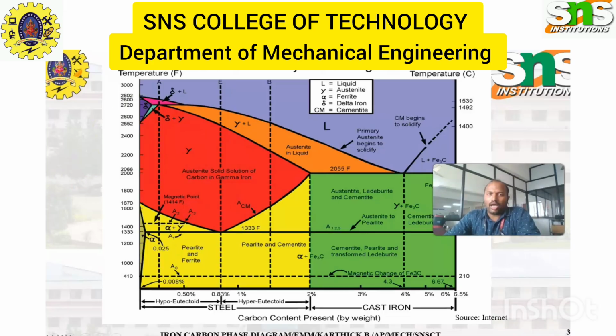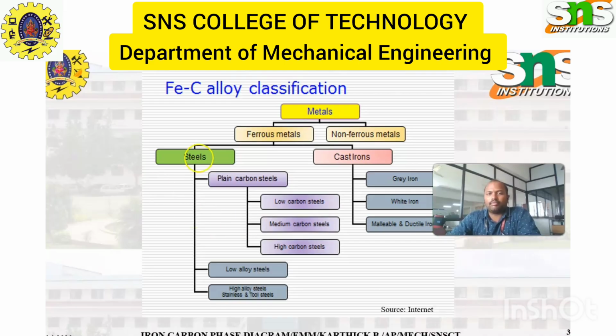Now I will segregate this iron carbon phase diagram into small pieces so that we can see them one by one in detail. Before that, we are going to see the ferrous carbon alloy classification. Primarily, metals are divided into ferrous and non-ferrous. Ferrous covers steel and cast iron. Ferrous is again classified into plain carbon steel, alloy steel, and high alloy steels.